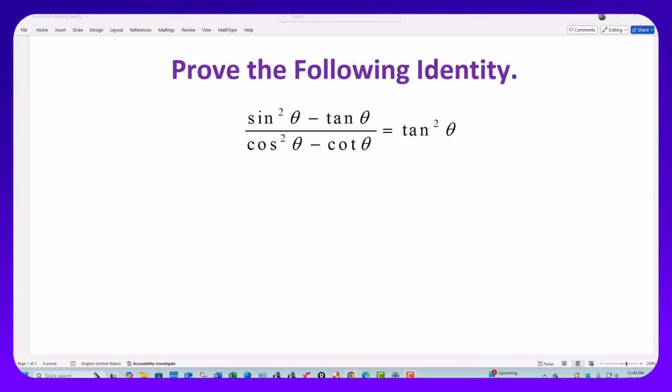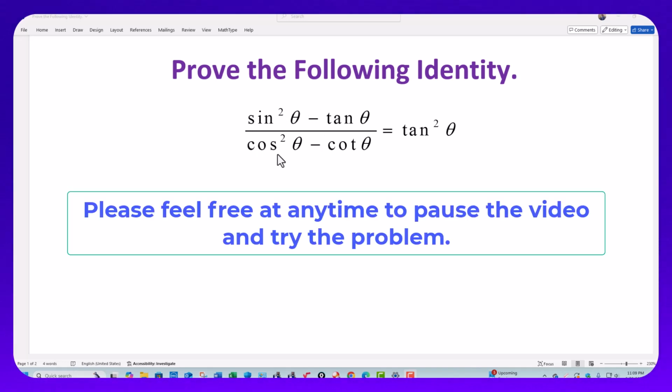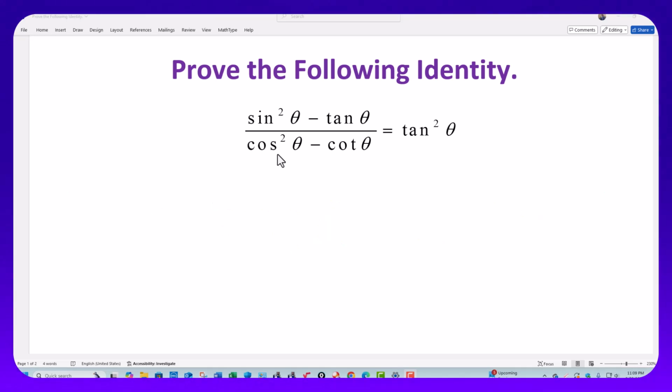In this video, we have one identity to confirm or verify or establish, depending on what term you want to use. Now, as always on these, you start with one side, either the left or the right, and show the steps as to how you get to the other side. In other words, show that the left side is identical to the right side, or the right side is identical to the left. Doesn't matter which side you start with.